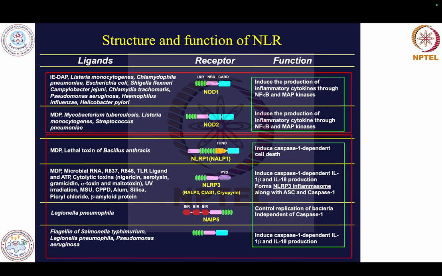Structure and function of NLR ligands. iE-DAP, Listeria monocytogenes, Chlamydophila. There are different receptors, called NOD1, which induces the production of inflammatory cytokines through the NF-kappa B and MAP kinase pathway. Ligands MDP, Mycobacterium tuberculosis, NOD2 induce the production of inflammatory cytokines through NF-kappa B and MAP kinases. MDP, lethal toxin of Bacillus anthracis, induces caspase-1 dependent cell death. MDP, microbial RNA, TLR ligand and ATP: the receptor is NLRP3, which induces caspase-1 dependent IL-1 beta and IL-18 production and forms the NLRP3 inflammasome along with ASC and caspase-1. Legionella pneumophila controls replication of bacteria independent of caspase-1.